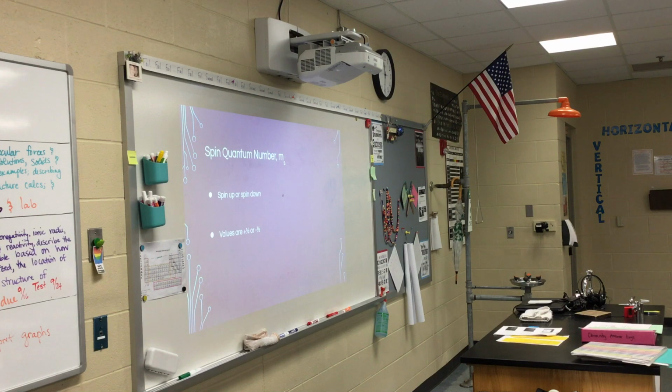So the spin quantum number can only have 2 values. It can be positive 1/2, which means spin up. It can be negative 1/2, which means spin down. And the only difference between spin up and spin down is the direction in which they spin. They're spinning opposite of each other. If it spins in a certain direction, then it's up. If it spins in the opposite direction, it's down. So it can only have 2 values.